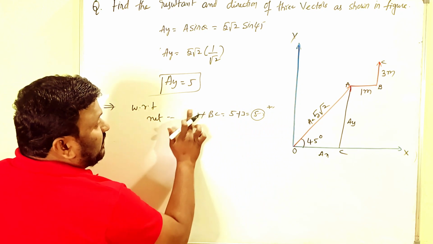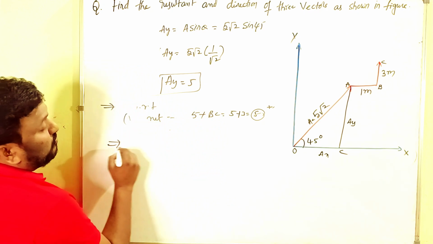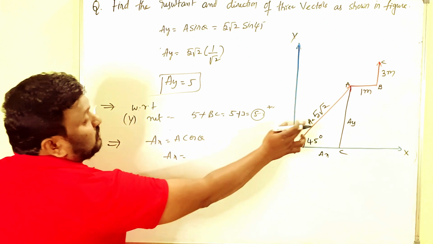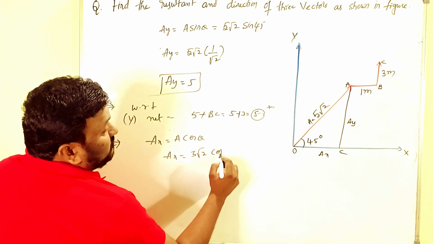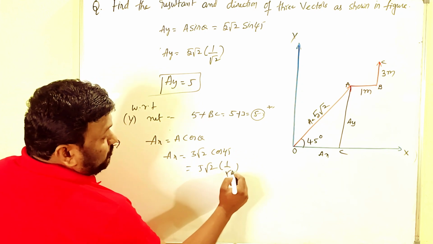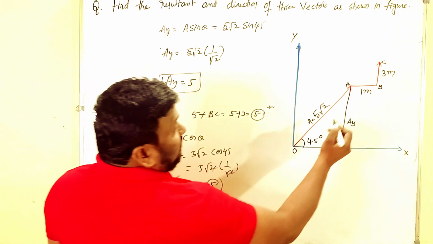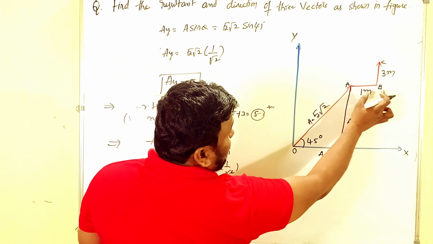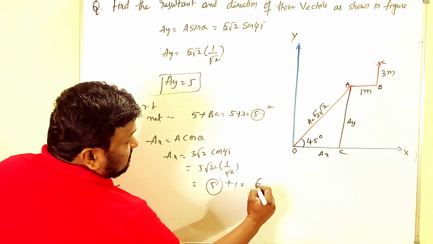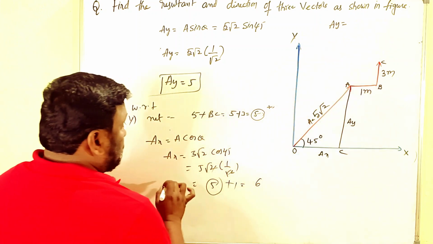So simply here I am writing 5 plus 3 with respect to the y axis. Similarly, AX is equal to A cos theta, and the A value is 5√2, and cos 45 is also 1/√2. √2 cancels, then you get 5. In this case, after point A, AB is 1 meter, parallel to the x axis, so we can add them. 5 plus 1 is 6. Clear?